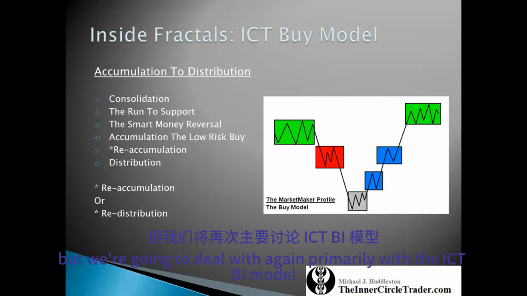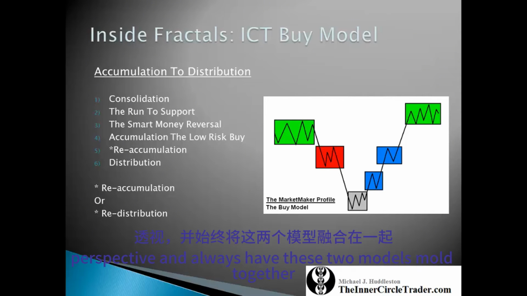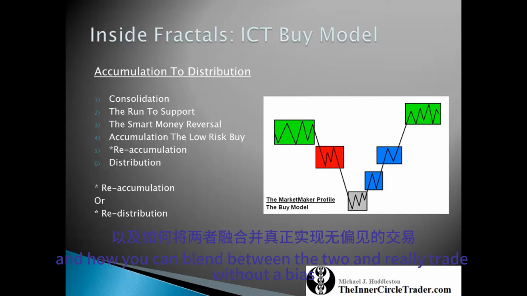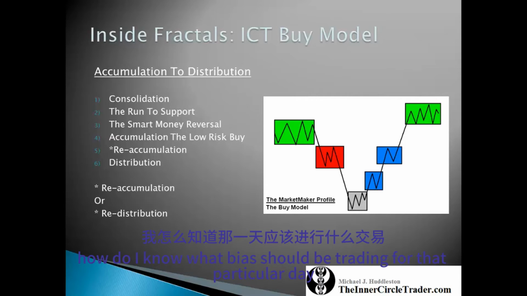But we're going to deal primarily with the ICT buy model, but we're going to talk a little bit about the ICT sell model from a jigsaw puzzle perspective. In other words, how these two models mold together to give you a larger framework of what market structure is doing and how you can blend between the two and really trade without a bias, because I get a lot of questions about how do I know what bias I should be trading for that particular day or that session.